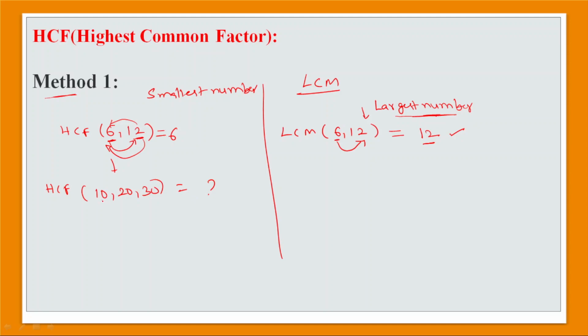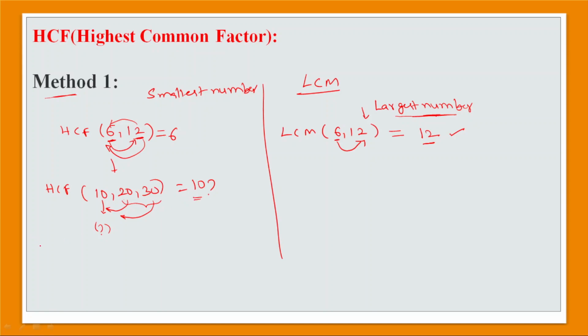So here the smallest number is 10. Next we need to check whether the remaining numbers are also multiples of this smallest number or not. So 20 is also a multiple of 10 and 30 is also a multiple of 10. My HCF will be directly 10 here.